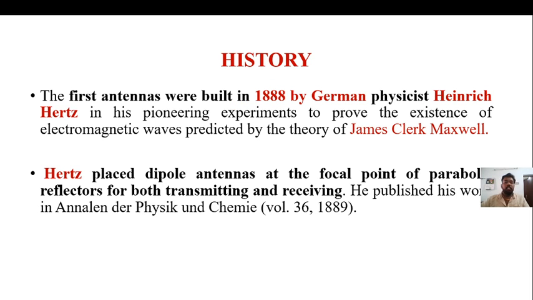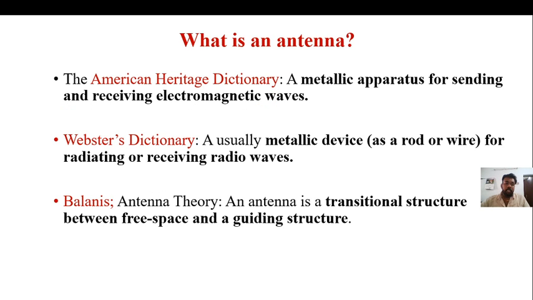So, what is an antenna? The first antenna was invented by a German physicist called Hertz when he tried to prove the existence of Maxwell's theory. He placed a dipole antenna at the focal point of a parabolic reflector in order to transmit and receive EM signals.